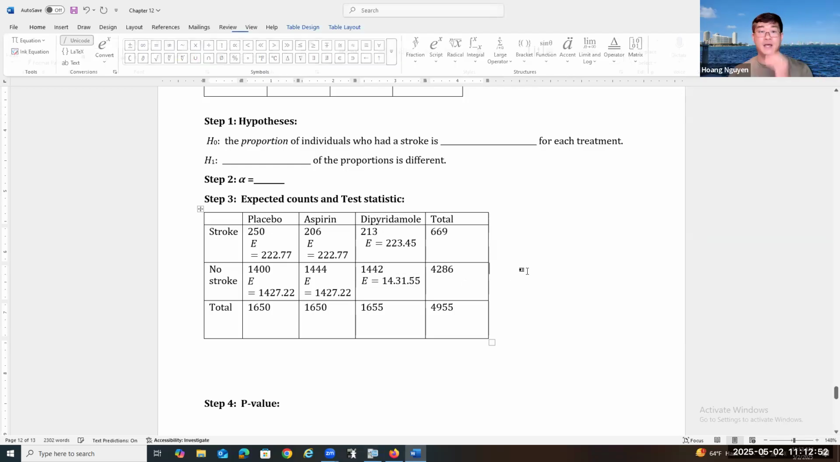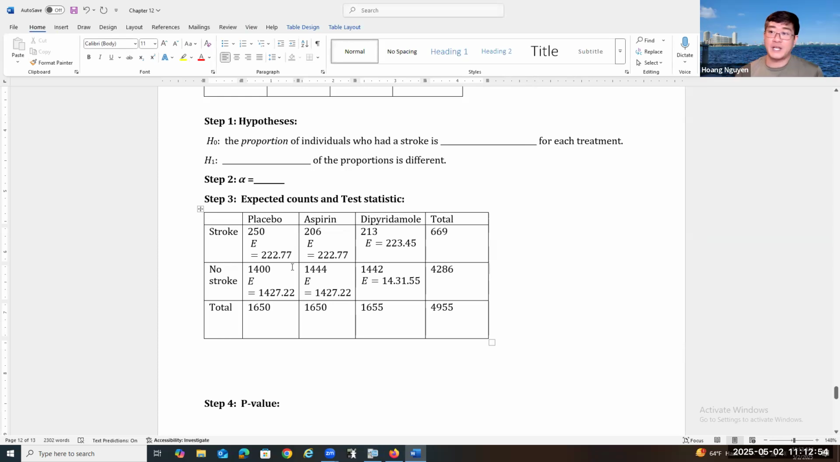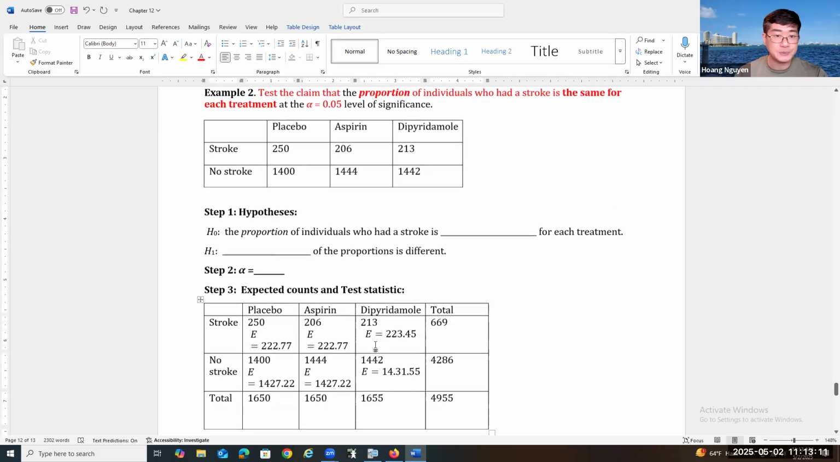Now, based on this calculation for the expected values, we see all of the expected values are more than 1, and we don't have any expected frequency less than 5. So the conditions for this hypothesis test should be okay. So we're just moving on and doing the hypothesis test then.